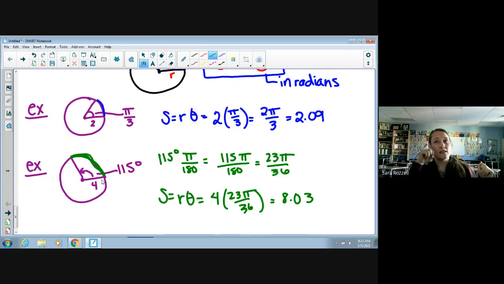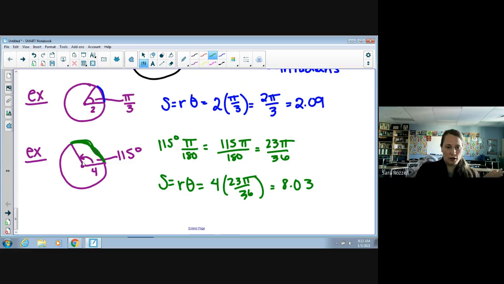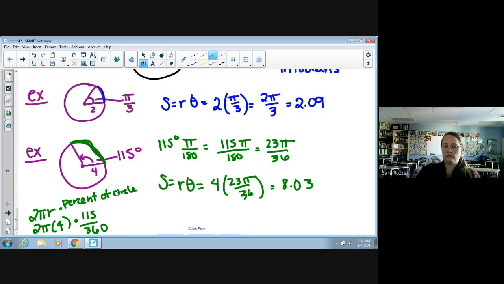115. So I think about it as a percentage. It's 115 out of how many degrees? 360. So every time that I do this, not in my head, but if I'm working them out, I figure out the whole thing, which is 2 pi r. So that would be 2 times pi times 4. That's all the way around the circle. And then I say, I only want this percentage. So I will multiply it by 115 over 360. Does that kind of make sense?